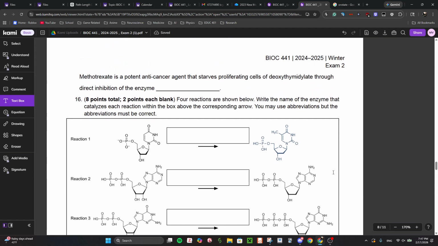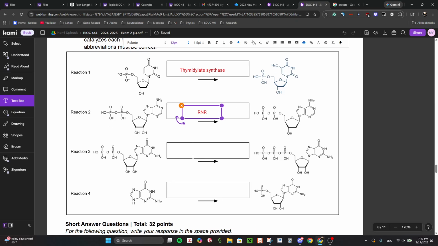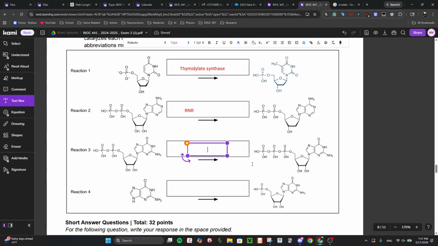Okay. For these, it's just enzyme names. This one is adding a methyl group, so it's just thymidylate synthase. This is RNR. This is NDK, because we're going from diphosphate to triphosphate. And this one is dumb. This one is phosphoribosyl transferase.